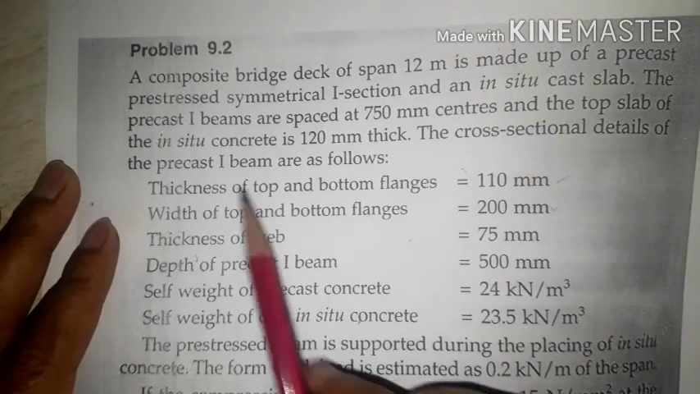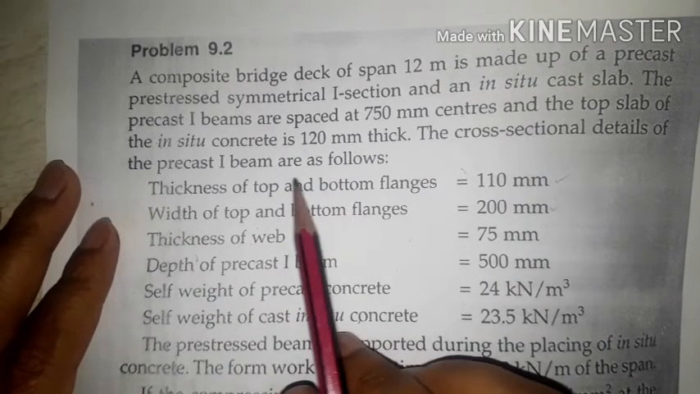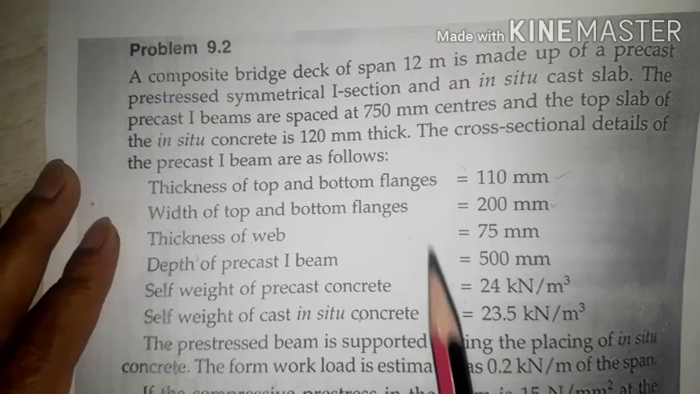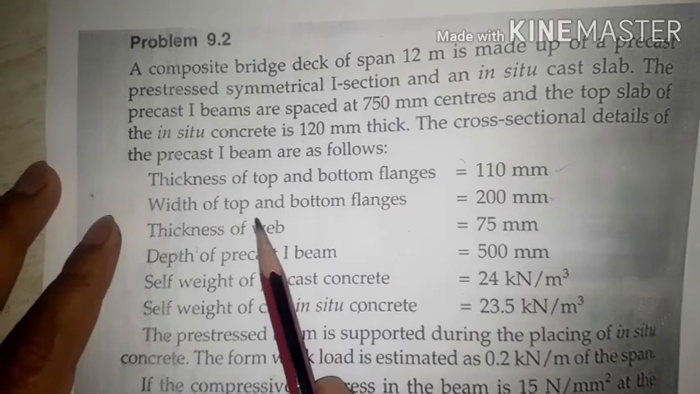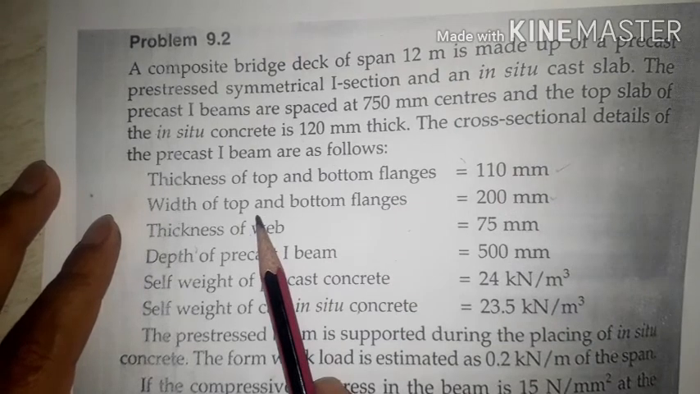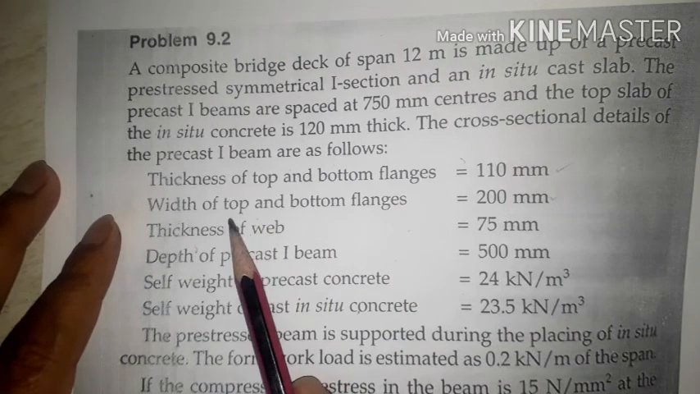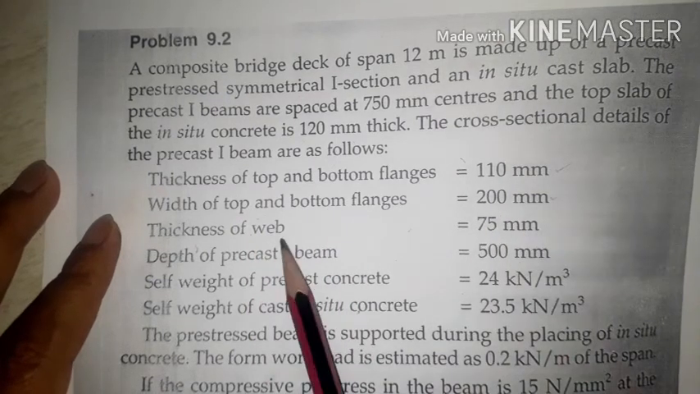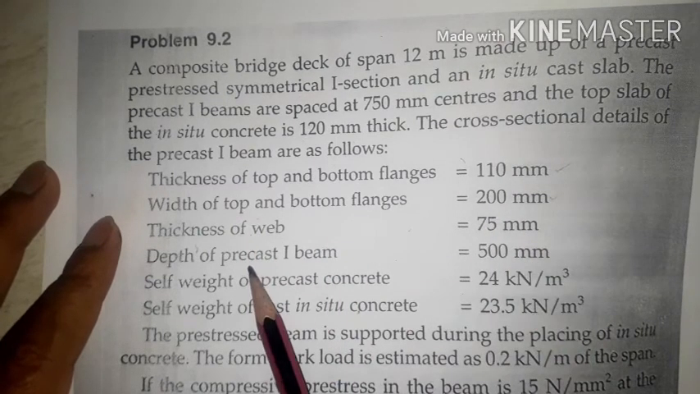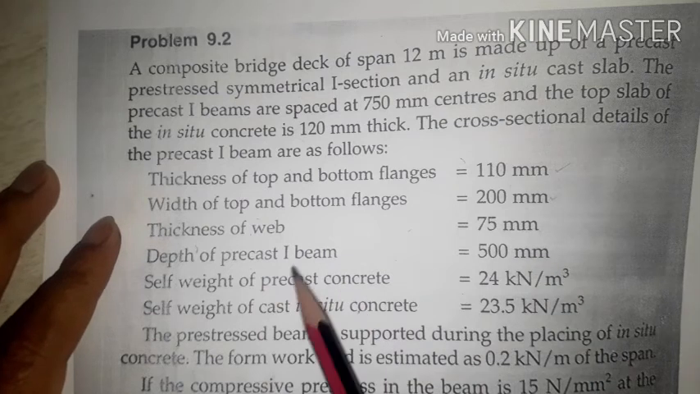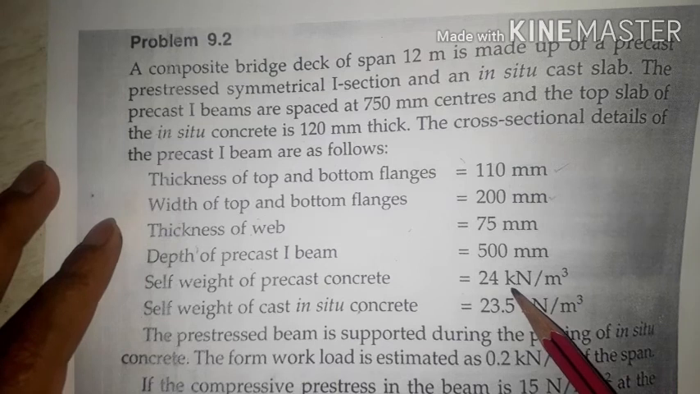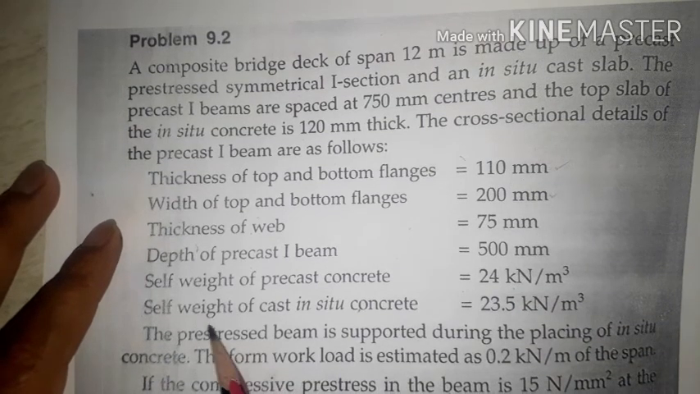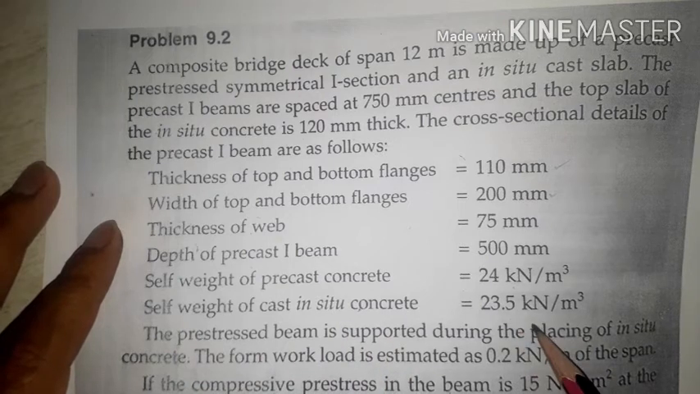The cross-sectional details of the precast I-beam are as follows. The thickness of top and bottom flange is 110 mm. Width of top and bottom flange is 200 mm. Thickness of web is 75 mm. Depth of I-beam is 500 mm. Self-weight of the precast concrete you have to use as 24 kilonewton per meter cube. Self-weight of cast in situ concrete is 23.5 kilonewton per meter cube.